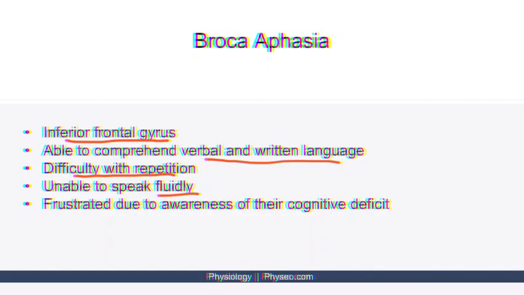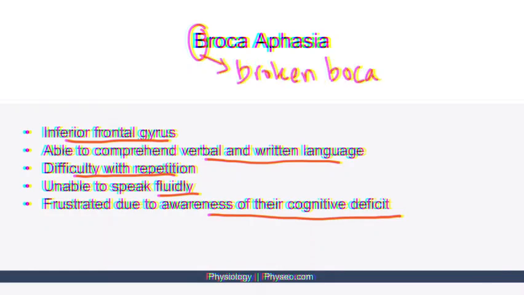Because patients are able to comprehend verbal and written language, they recognize their difficulty with language and become frustrated. So these patients are often frustrated due to the awareness of their cognitive deficit. Some students use the letter B in Broca to remind them that boca, which just means mouth in Spanish, is broken. So B for broken boca. In other words, their mouth, in a sense, is broken, so they can't get words out. And this inability to speak is a unique finding to Broca aphasia.